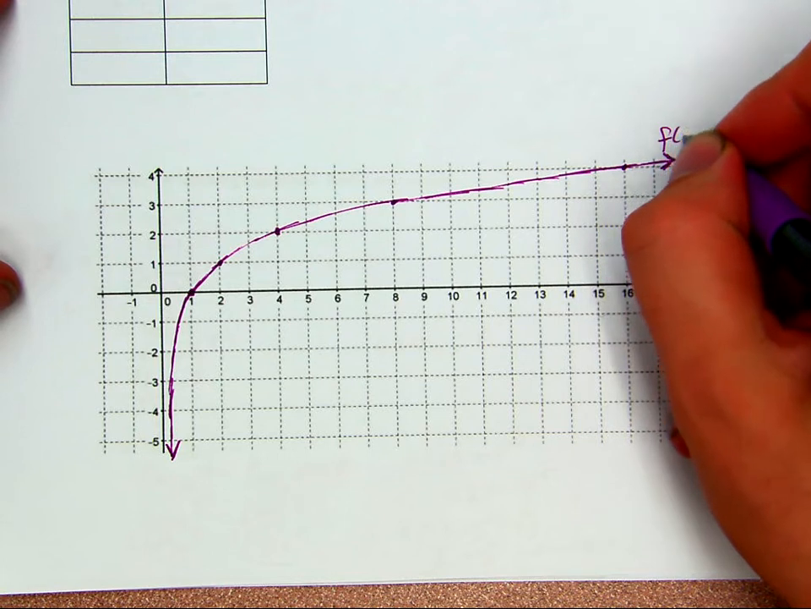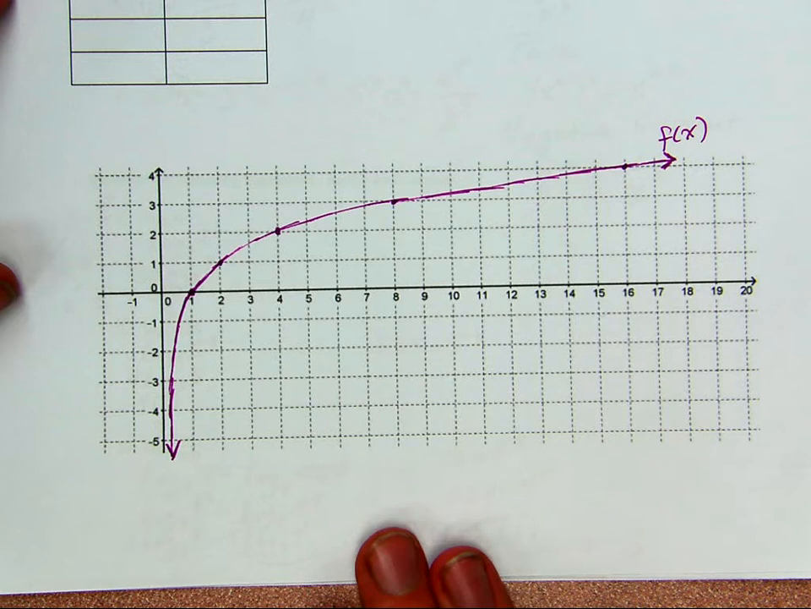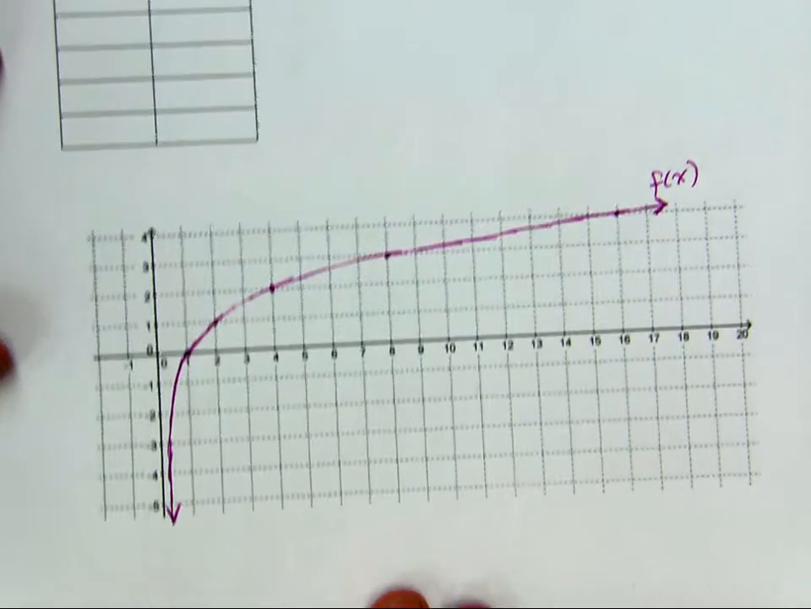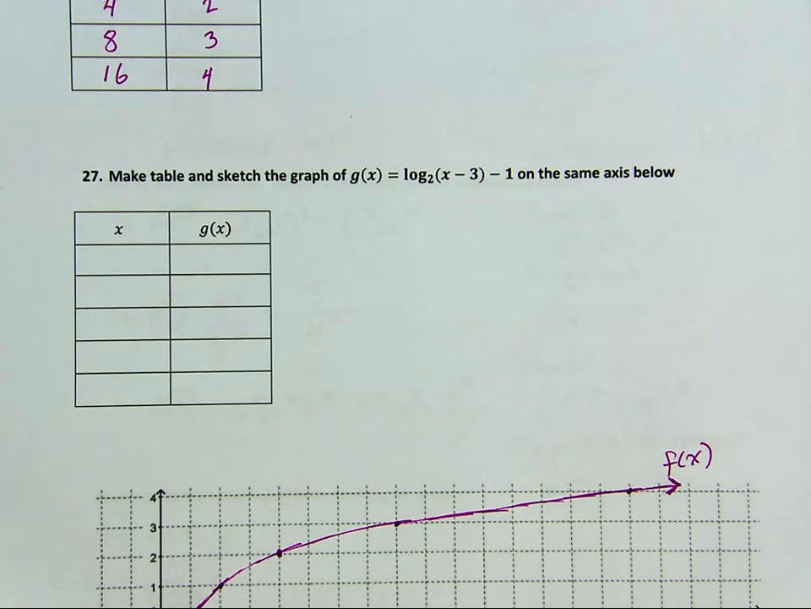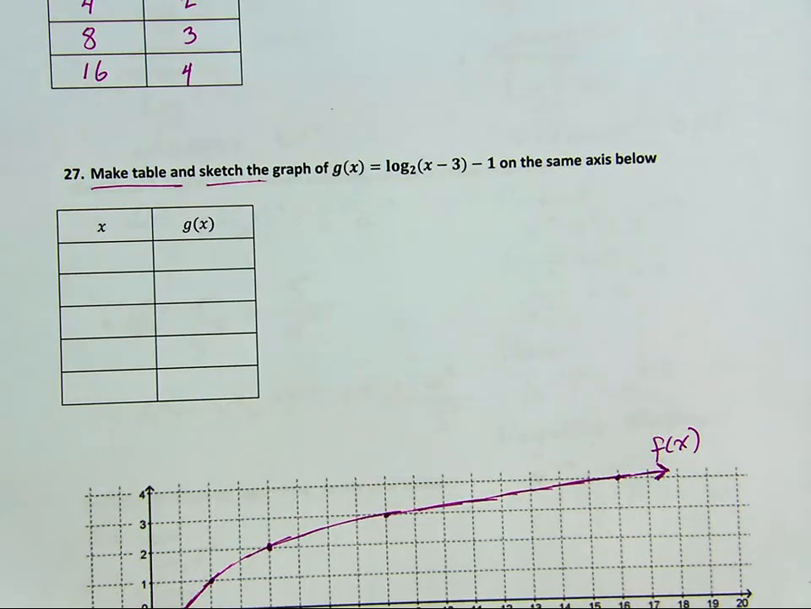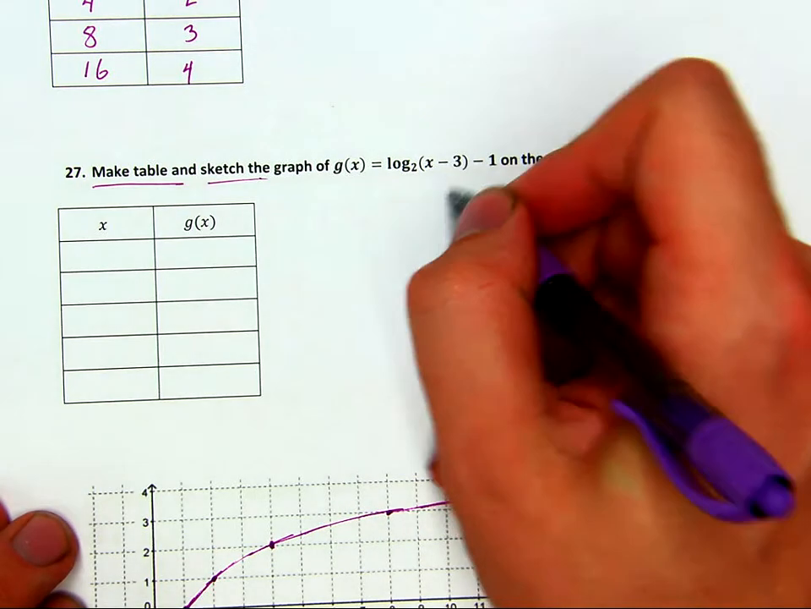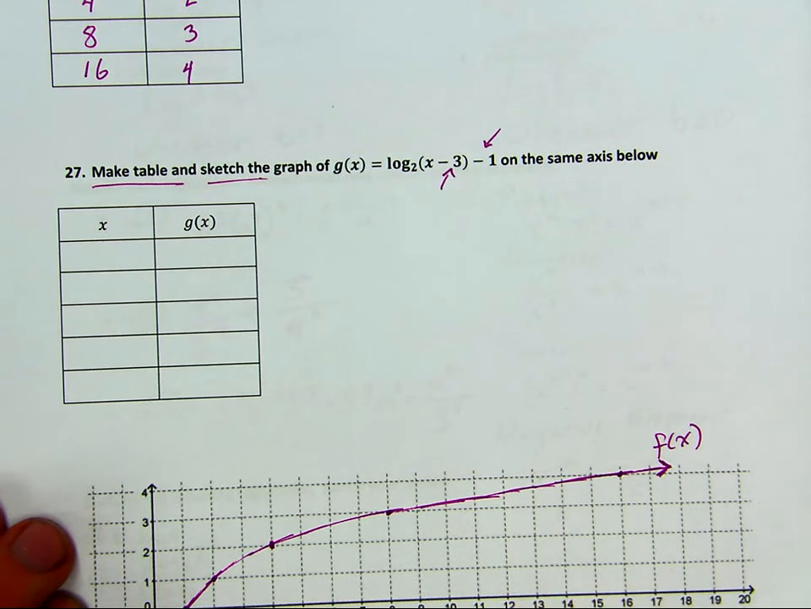Now, going back over here to our graph of number 27. Number 27: make a table and sketch the graph of g of x equals log base 2 of x minus 3, minus 1, on the same axis below. Now, this minus 3 and that minus 1 are telling us what we're doing to this graph, whether we're moving it up, down, left, or right.